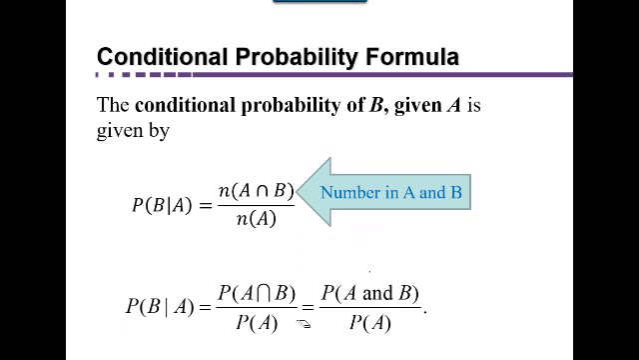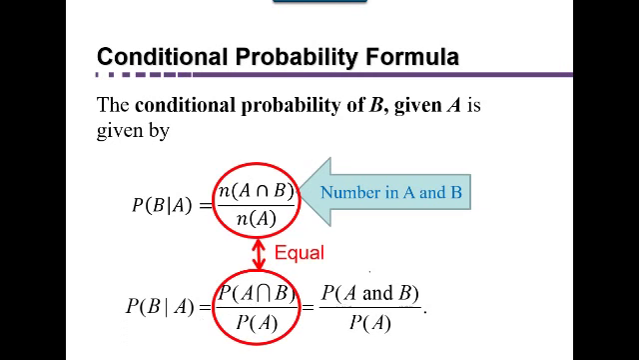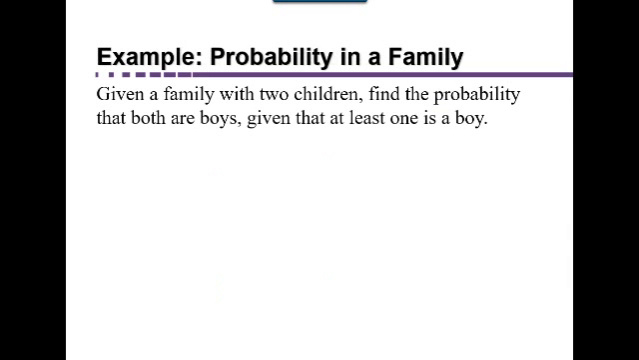Now, as usual with all of these formulas, if you take the n out and replace it with a p, so you're talking about the probability of A and B divided by the probability of A, you're still going to get the same number, because remember the only difference is the denominator. We talked about that in class the last time. It's going to work out whether you have probability notation or counting methods notation. It'll work out the same.